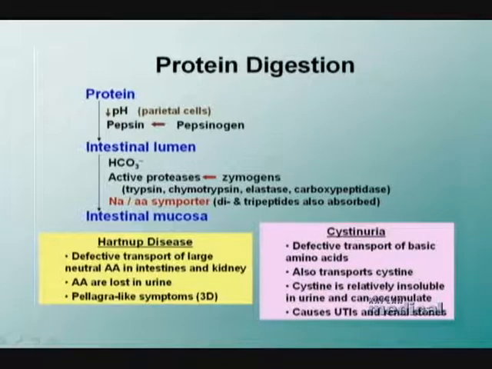Don't forget your cell biology here. What cell type within the stomach is responsible for secreting hydrochloric acid? It's the parietal cell. Looking at our slide here, it's the parietal cell. The parietal cell is responsible for secreting the acid that lowers the pH of the stomach. Do you remember which cell within the stomach secretes the pepsinogen?